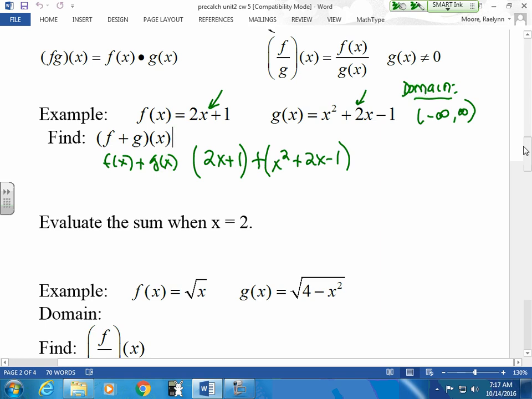So adding them, you're just going to combine like terms. So you got an x squared, a 2x and a 2x gives you a 4x. And a plus 1 and a negative 1 cancel out. So this is your result. When you add, it won't affect your domain. When you divide, it will affect your domain.